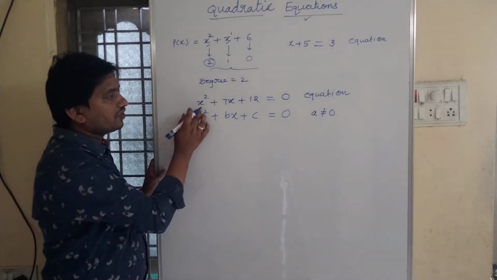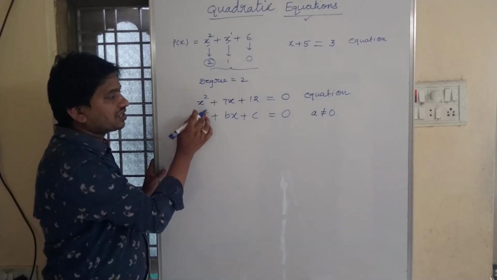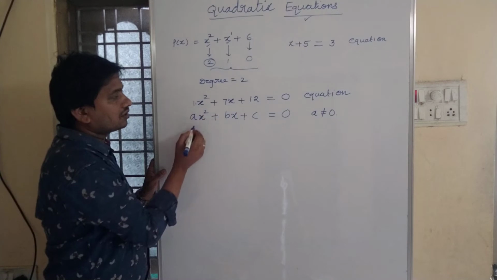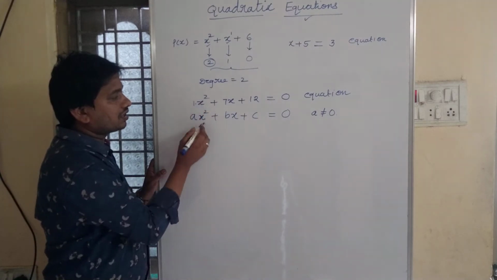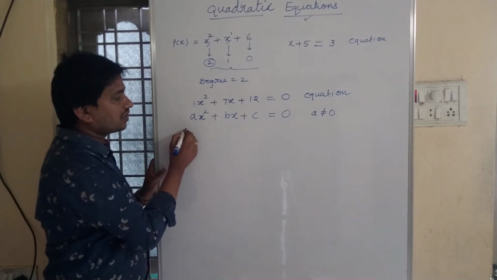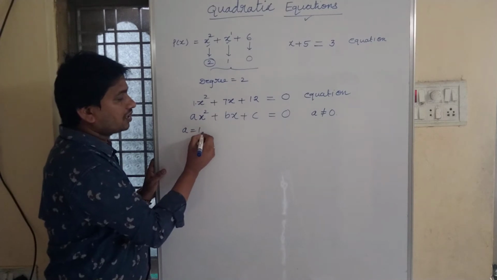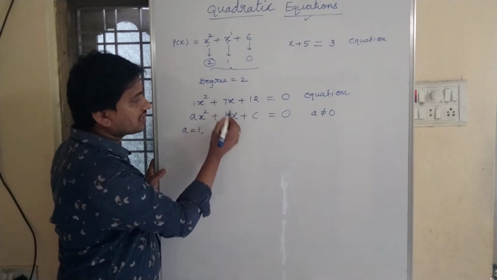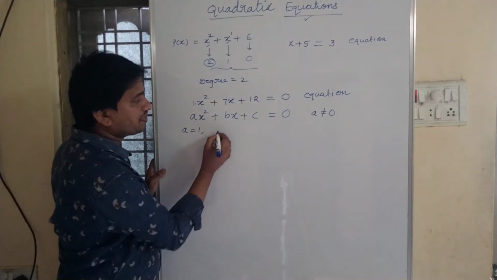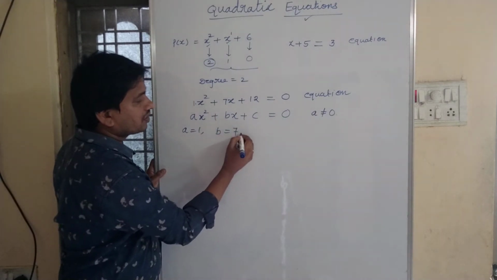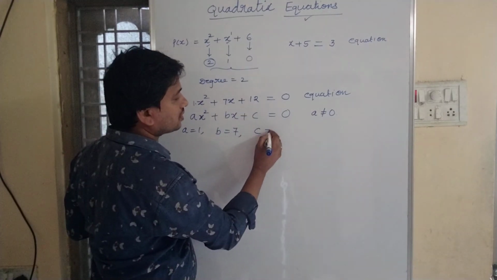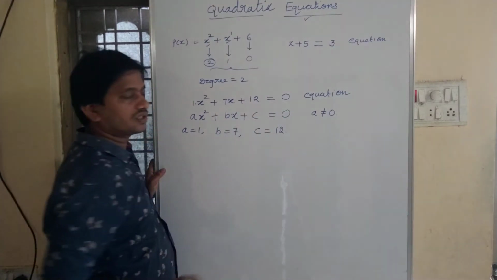Children, once we compare this equation with the standard form of a quadratic equation, the coefficient of x square is 1 here, and the coefficient of x square is a, so what is the value of a? The value of a is 1. And here the coefficient of x is 7, here the coefficient of x is b, so what is the value of b? The value of b is 7. Here the constant term is 12, right?